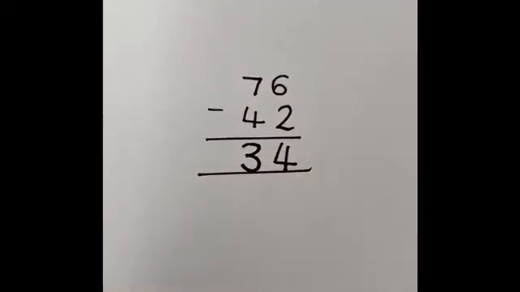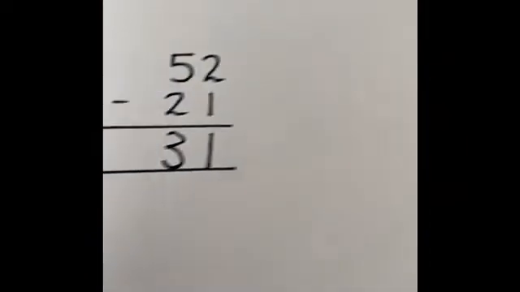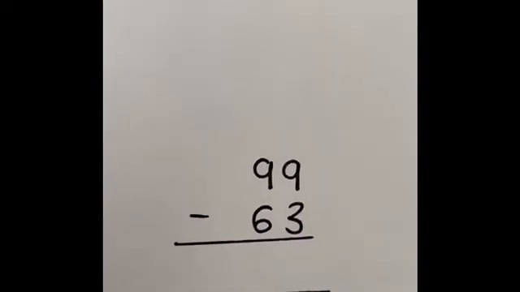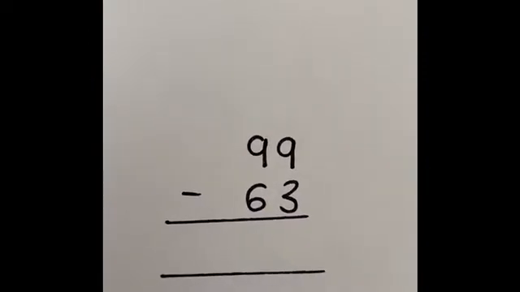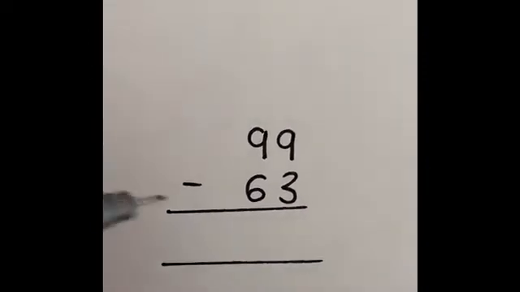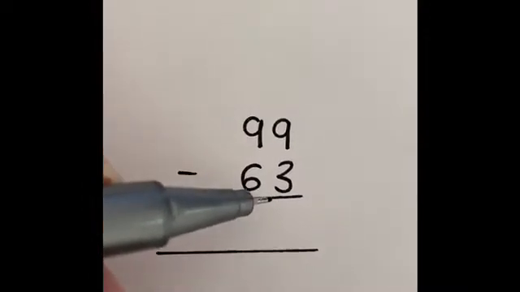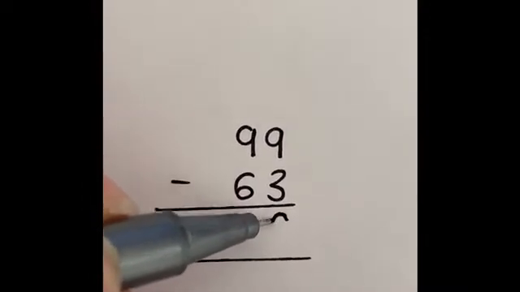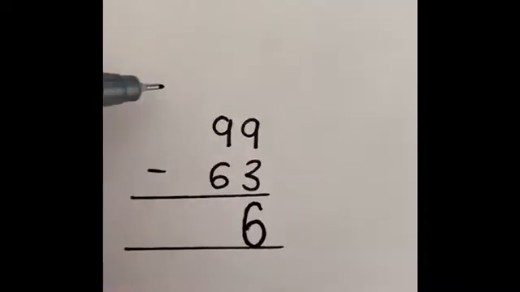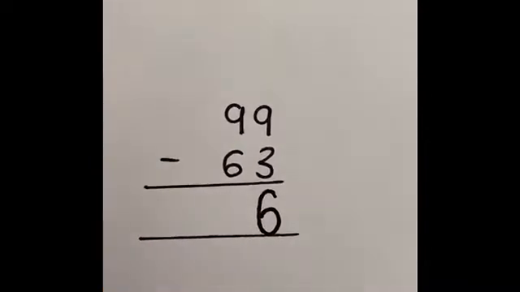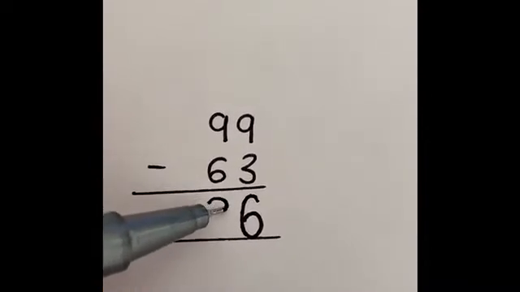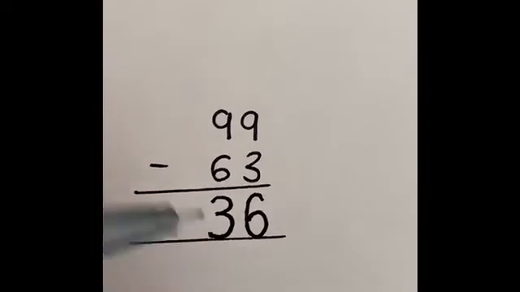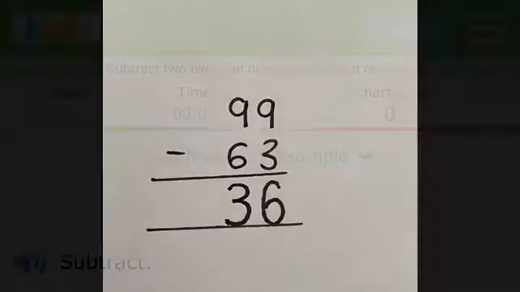Final answer of 34. And if we pop down to the last question, 99 subtract 63, starting at the units. 9 units take away 3 units, 6 units. 9 tens take away 6 tens is 3 tens, which gives me a final answer of 36.